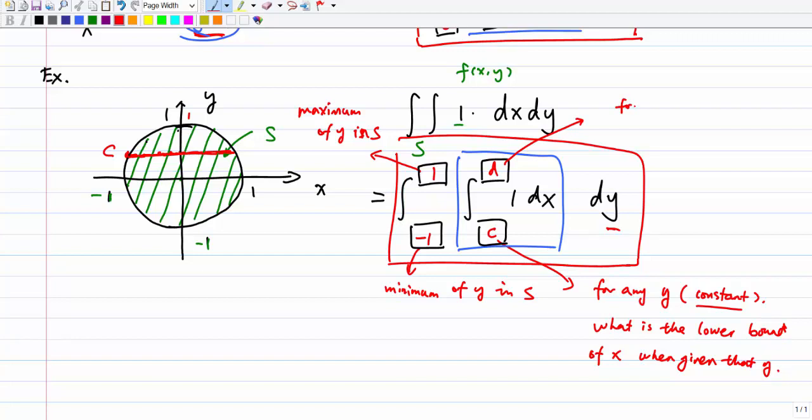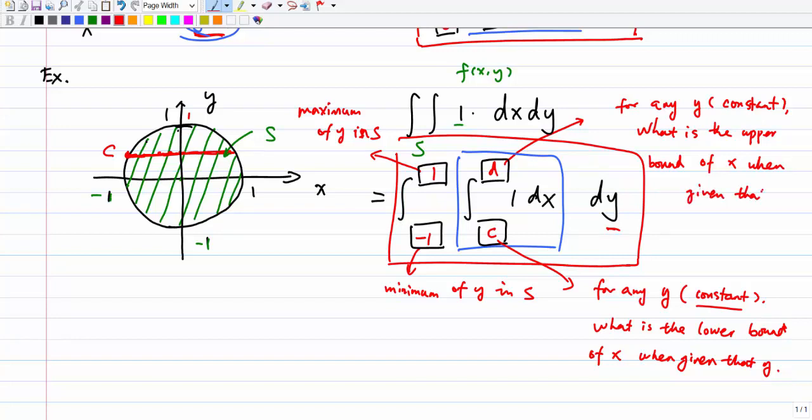Over here, for any y, which has to be constant, what is the upper bound of x given that y? If I let y be some value, I draw a line, because you can have different x. When the line is within this region, what is the maximum you can find for x? This will be just D basically.